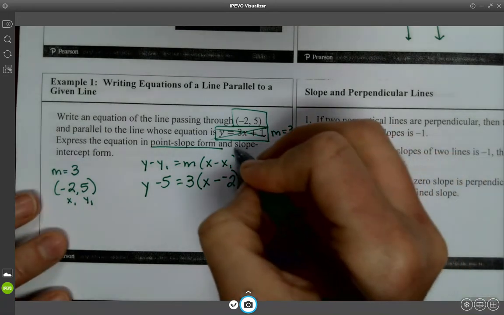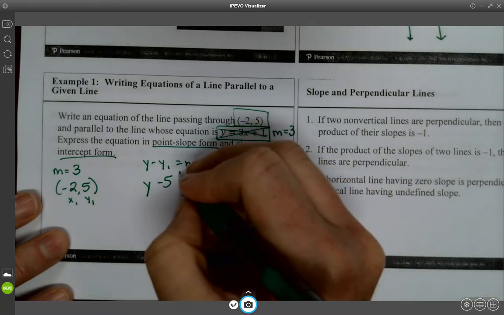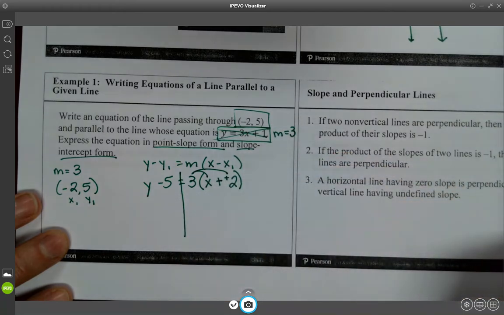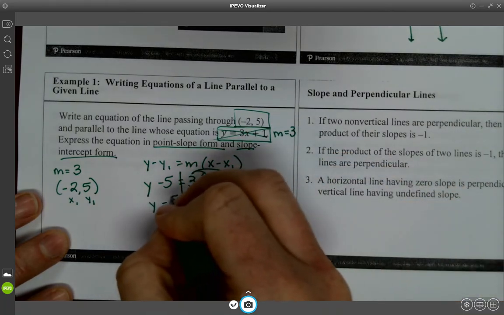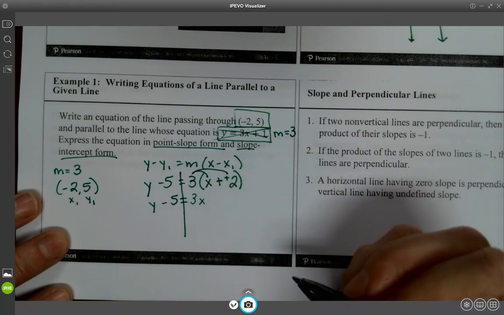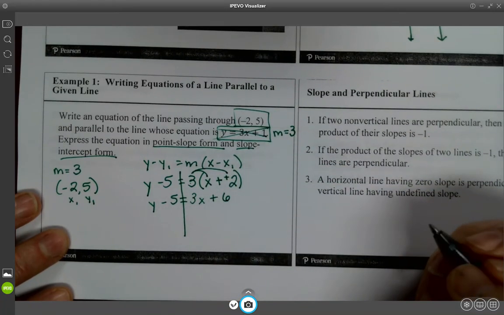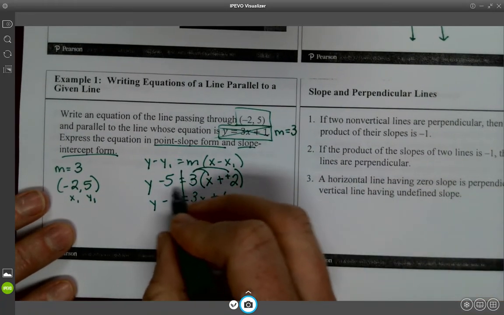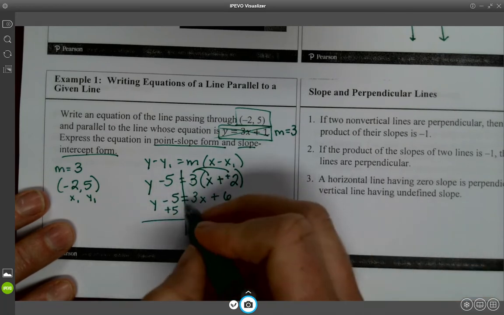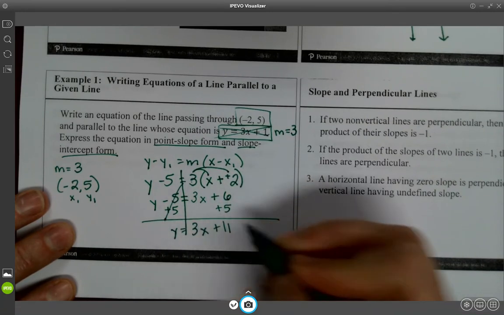So we need to simplify and write it as slope-intercept form. Slope-intercept form is y equals mx plus b. So we need to distribute first. I have a minus and a negative, so I'm going to go ahead and change that to a plus. So it's y minus 5 equals 3 times x is 3x, 3 times 2 is 6, and this is positive. The minus 5, I'm going to add 5 to both sides. And we get y equals 3x plus 6 plus 5 is 11.